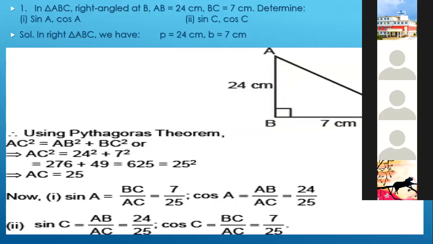Okay. So based on angle C, the opposite side is AB and the adjacent side is BC. So first we'll find out sin C. Sin C is opposite by hypotenuse. For the angle C, opposite side is 24 and hypotenuse is 25. So cos C is adjacent by hypotenuse, that is 7 by 25.